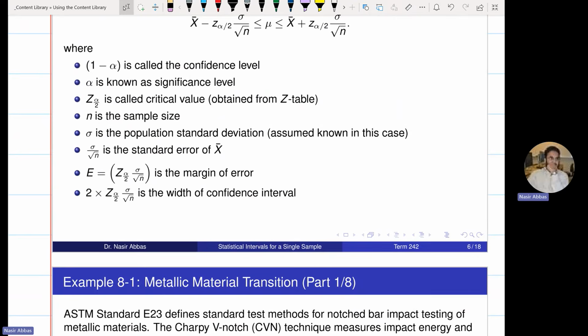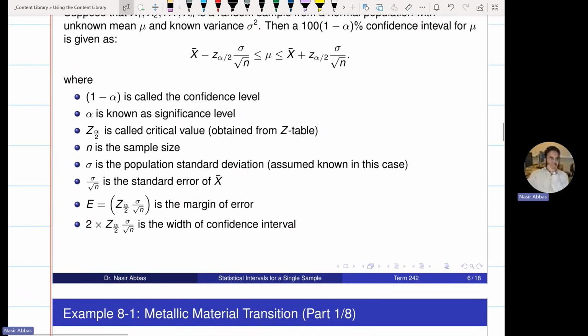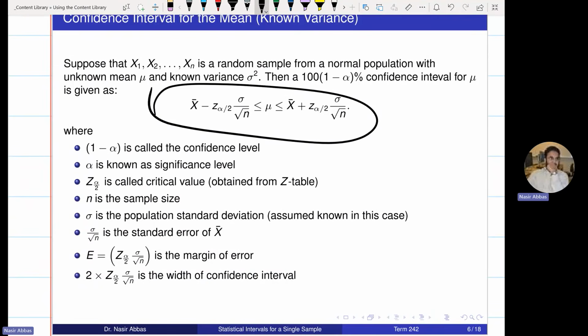This formula will be given to you in the formula sheet. From this formula, you need to know what is this? Standard error of x bar. What is this? Margin of error. What is 2 times this? Length or width of the confidence interval. What is alpha? Significance level. What is 1 minus alpha? Confidence level, and so on.